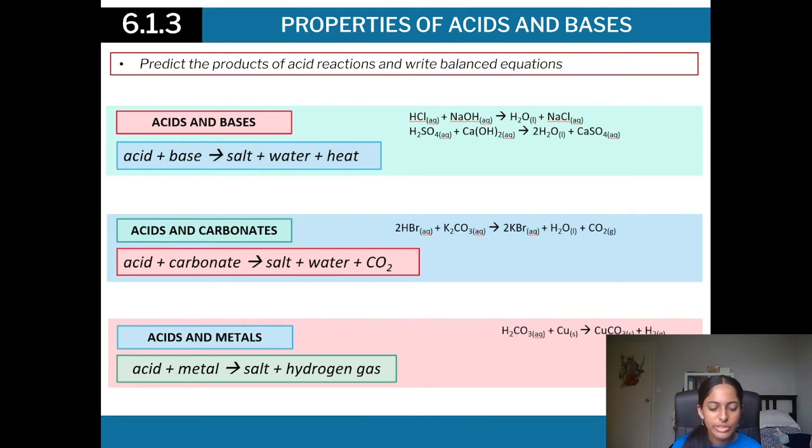And also you will need to know the properties and the products of acids and bases. So that's pretty much writing equations. You will have learned this in year 11, so hopefully it's not too jarring.